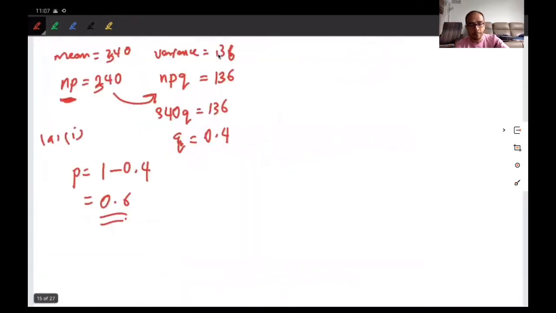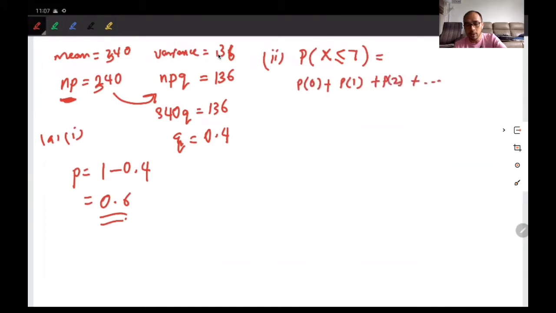So the probability of X less than or equal to 7 means I want probability of 0 plus probability of 1 plus probability of 2 all the way to probability of 7. Which is crazy. You don't have to count 8 probabilities. So you do it the reverse way: 1 minus probability of 8. So much simpler, because the maximum is 8. So 1 minus 8C8.